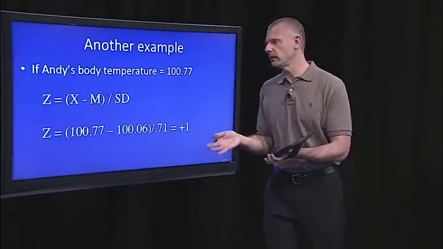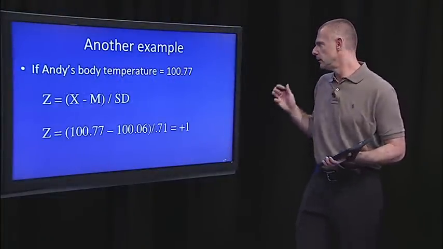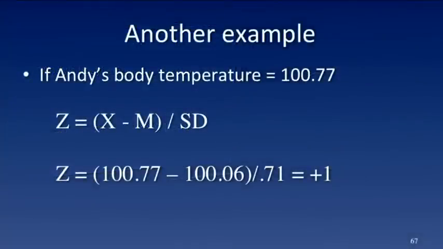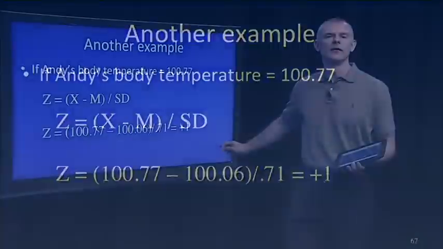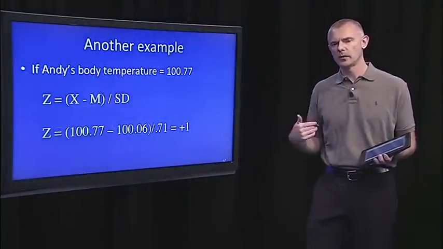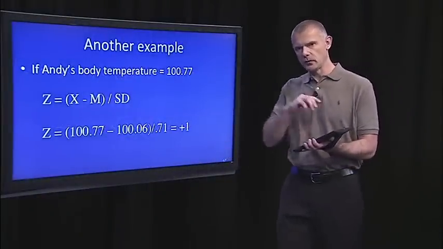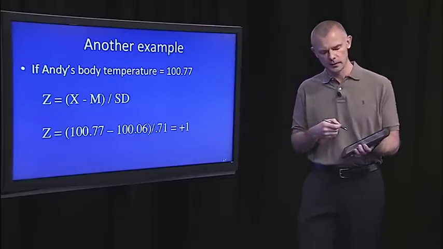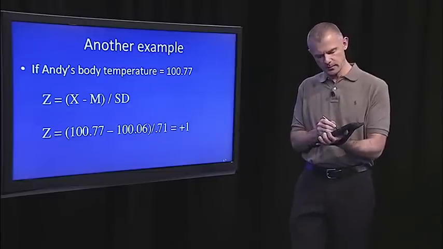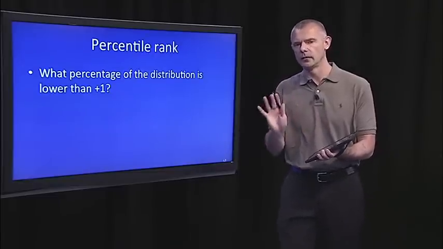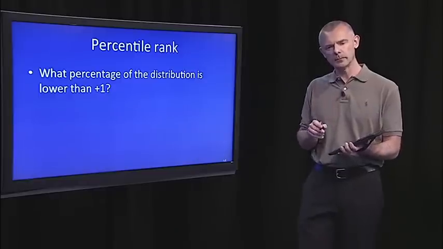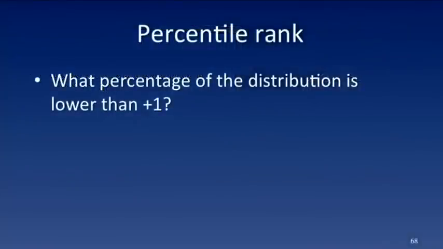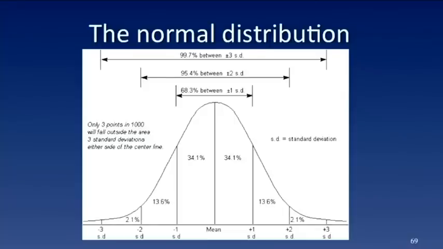Let's make it a little more interesting. Let's say I was running a little hot. It's 100.77. Plug that into the z-formula. It's still easy math. I did this on purpose. So now we get a z of plus 1. Well, what's my percentile rank? Well, if you're really good at doing integrals and calculating area under a curve, then you could do it by hand. What a lot of us do is rely on R software, or what's called a z table, or the z distribution, to figure out what the percentile rank is.